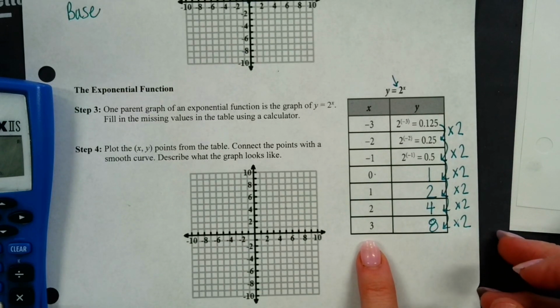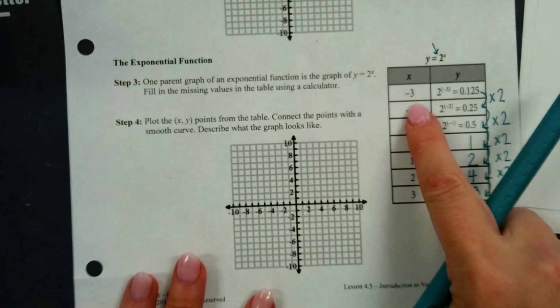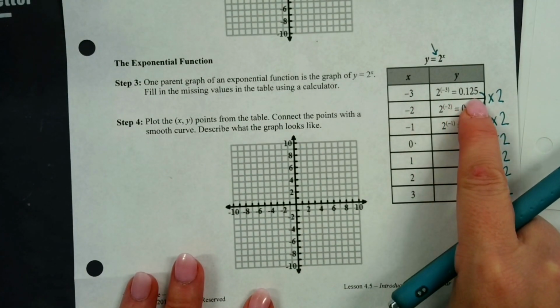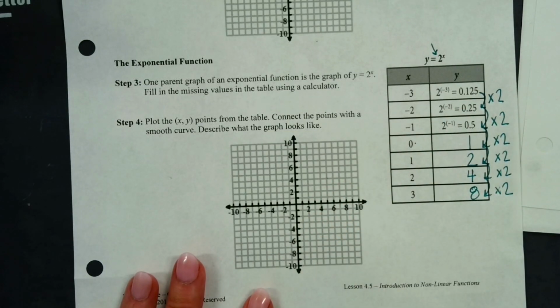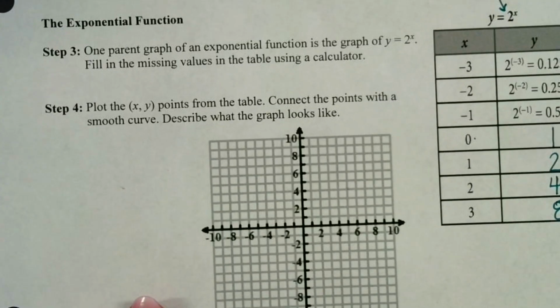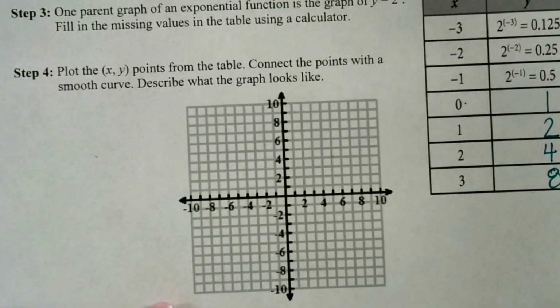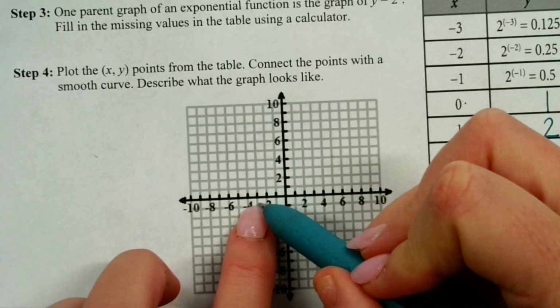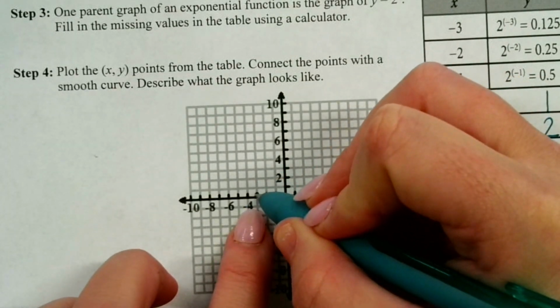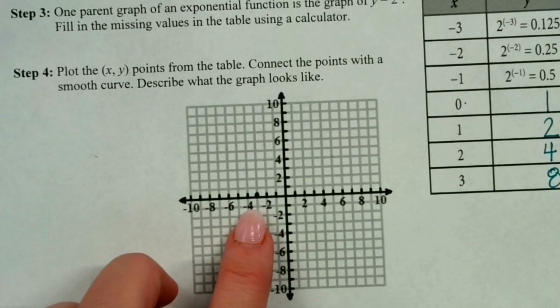Let's graph this. Now, is there any way that I'm going to be able to get -3 and 125 thousandths exactly? No. Okay? All right, so I want to zoom in. Am I zoomed in enough? Yes. Okay, so I'm going to go over to -3, and I'm just barely going to go above the line because it's 125 thousandths.